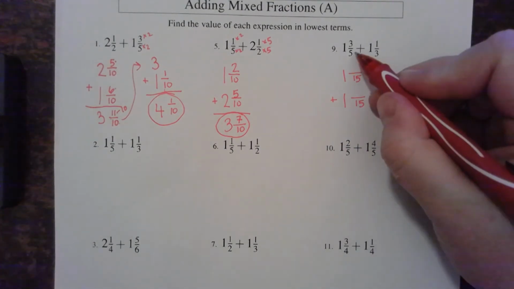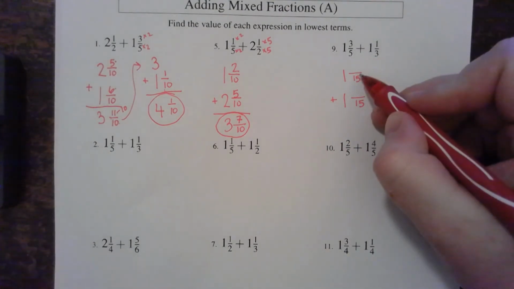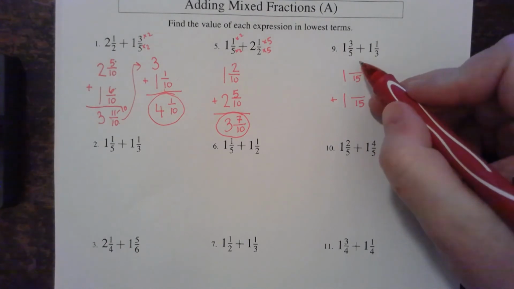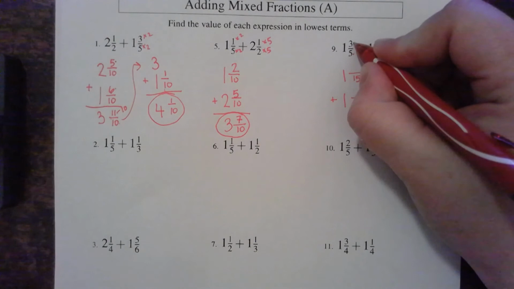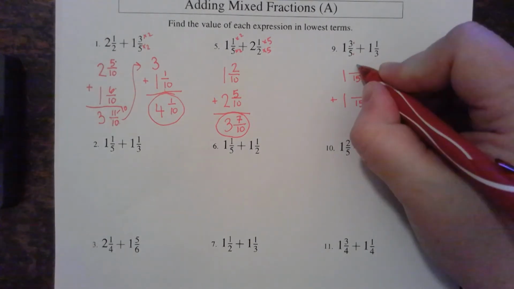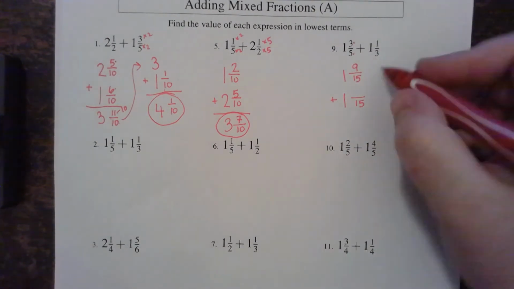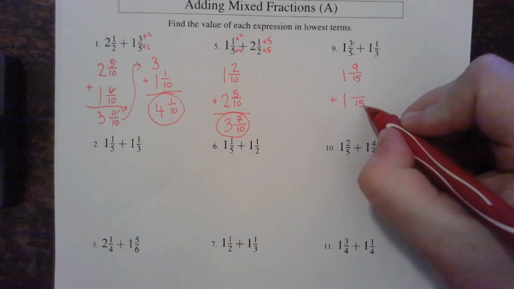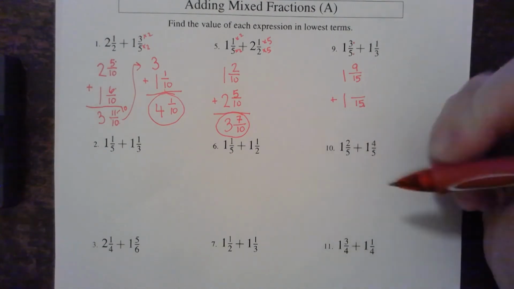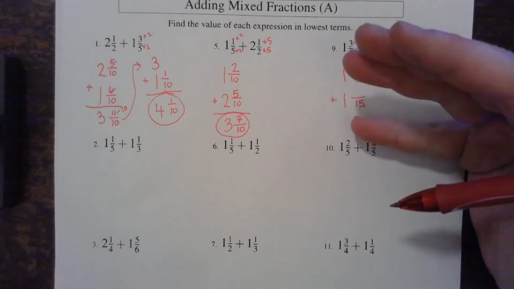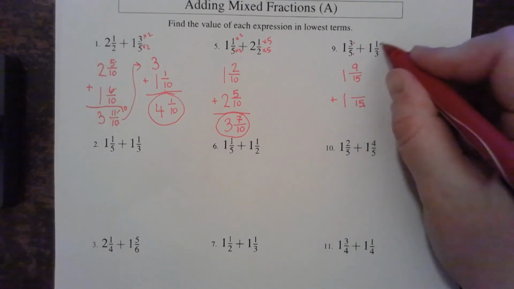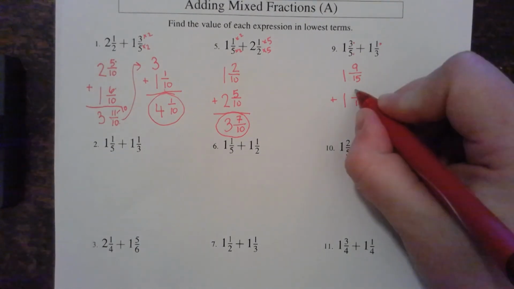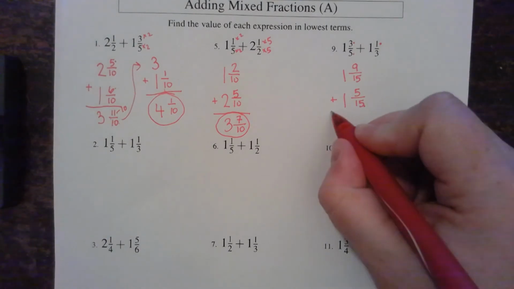Okay, what times 5 gives me 15? It's 3. So if I multiply this times 3, I have to multiply this times 3. 3 times 3 is 9. What times 3 gives me 15? 3, 6, 9, 12, 15. 5. So 5 times 1 is 5.